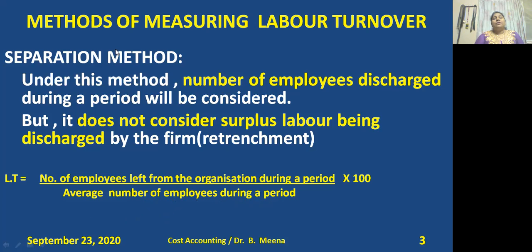And in case of separation, we are sending the employees from the company. So the only concept is how many of them left the company during that particular period, which will be considered under the separation method to calculate the labor turnover. Always the labor turnover will be presented in the form of a percentage. That's why we multiply by 100.